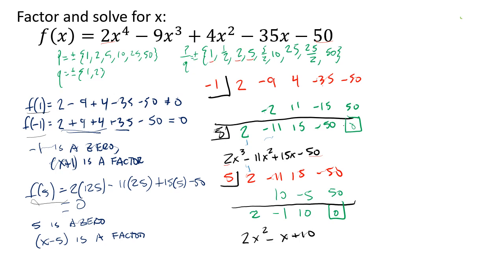So what does that mean? It almost looks like it factors, right? Because this is a 2 and this is a 5 and this is a 1 and a 2, but we can't quite get this right. It doesn't quite work. So what does that mean? Well, it means that the factored form of this polynomial, f of x, is just x plus 1 times x minus 5 times this quadratic, 2x squared minus x plus 10.